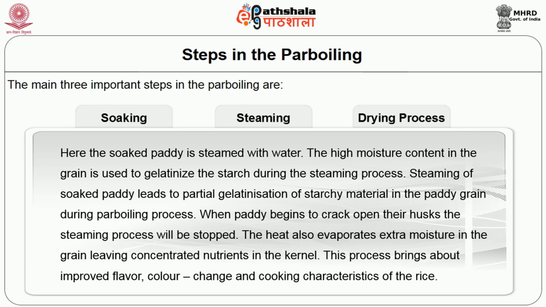The high moisture content in the grain is used to gelatinize the starch during the steaming process. Steaming of soaked paddy leads to partial gelatinization of starchy material in the paddy grain during parboiling. When paddy begins to crack open its husk, the steaming process is stopped. The heat also evaporates extra moisture present in the grain, leaving concentrated nutrients in the kernel. This process brings about improved flavor, color change and cooking characteristics for the rice.